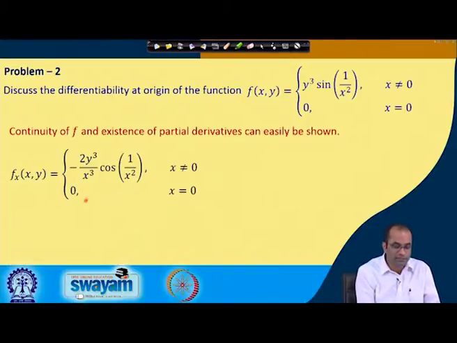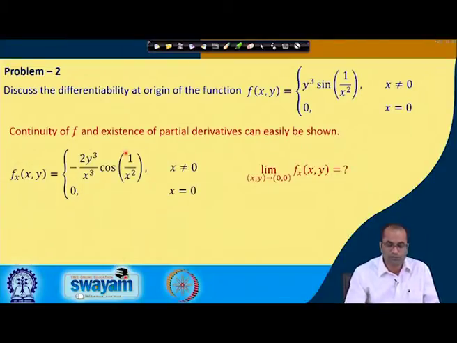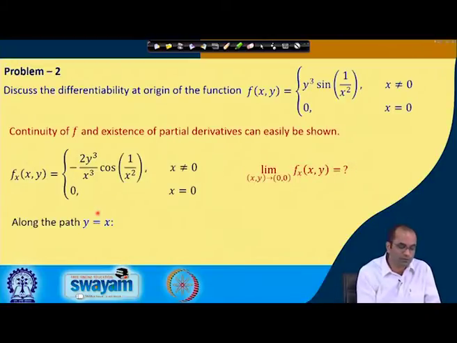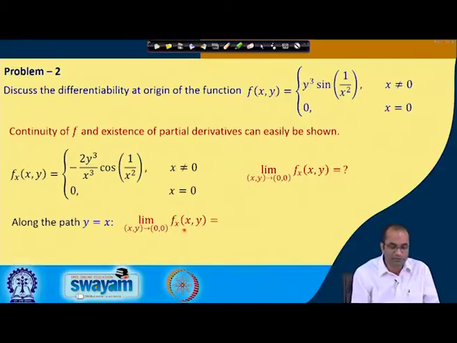So, in this case, we will now show what happens when we take the limit as x, y, or basically x, goes to 0, approaching the origin. What will happen to this limit? When we take this limit of f_x at (x, y) going to 0 along the path y equals x, this is easy to see. If we take this path y equals x, then what will happen to this limit?